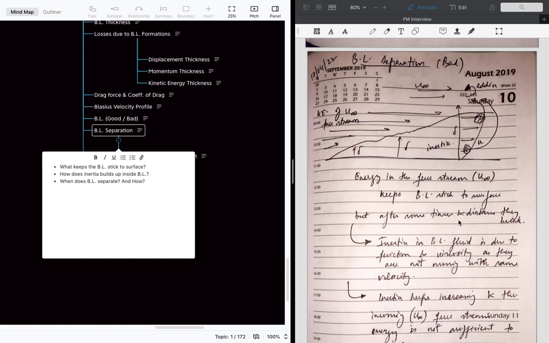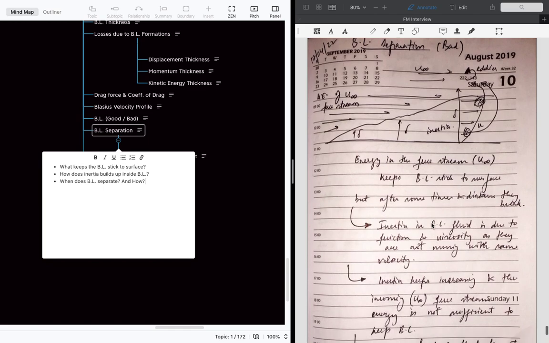Energy in the free stream, that is the kinetic energy, half rho v square, keeps the boundary layer stuck to the surface. But after some distance, it breaks. Why? The inertia in the boundary layer fluid is due to the friction and the viscosity, as they are not moving with the same velocity.